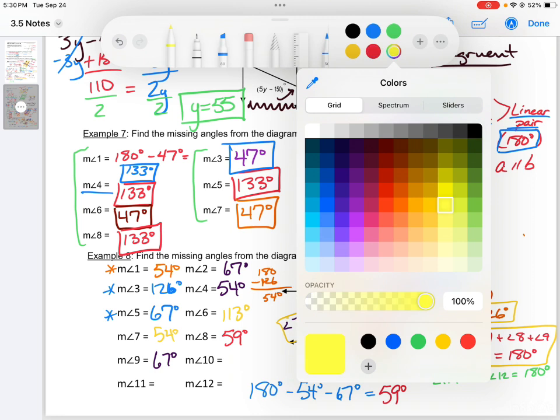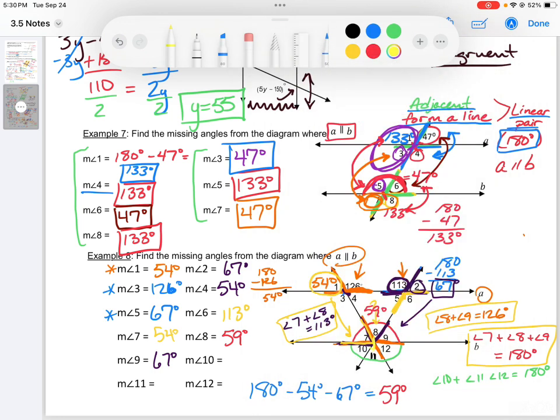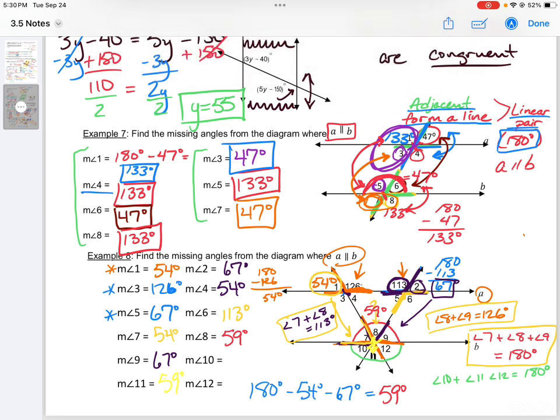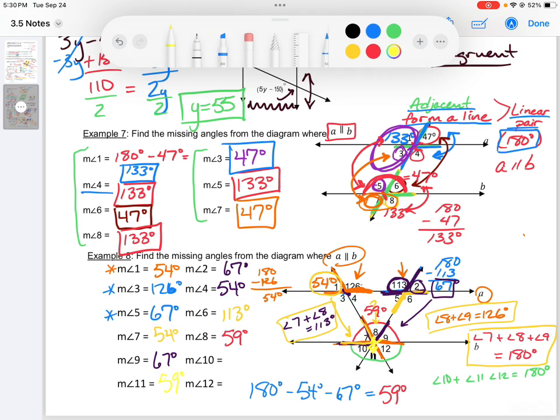And then the last thing we'll use here is just vertical angles. 8 is across from, or vertical to, 11. That means they're congruent. Sorry, that's a very hard to see color. Angle 10 and 9 are vertical. That means they're congruent. So 10 and 9 are both 67 degrees. Angle 7 and 12 are vertical. So that means they're congruent. That means 12 is also 54 degrees.